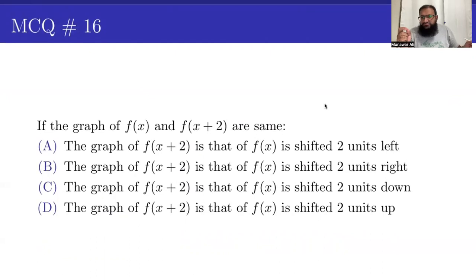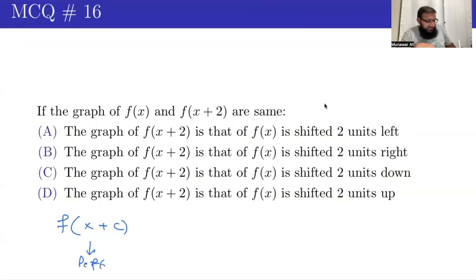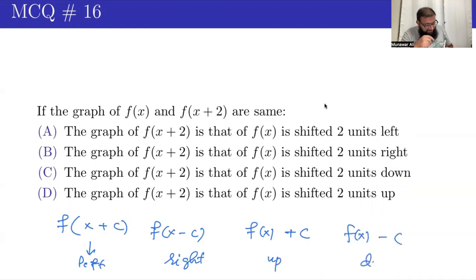MCQ number 16 is really a simple MCQ, and this sort of transformation is taught when you are in college, or when you are going to join a university. In the very first year, you study pre-calculus, and all these things are taught there. So if I have a function and I'm adding some positive number c to it inside, this is a left transformation by c units. And if I'm doing this, this is right. If I'm adding anything to the whole function, this is up. If I'm subtracting anything, this is down. So you can see this thing which looks like this. So this is a left transformation by 2 units.